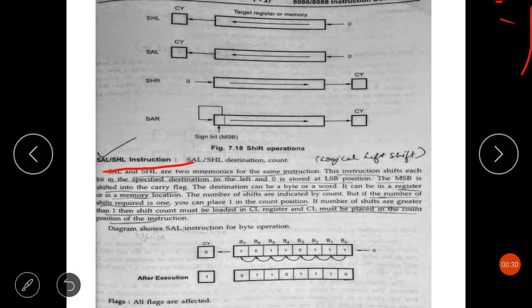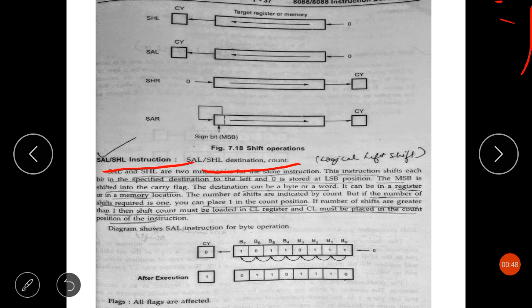You can use either mnemonic, SAL or SHL. Both mean the same thing and both work in the same way. The format for writing the instruction is SAL or SHL, and along with that you need to write the destination and count.